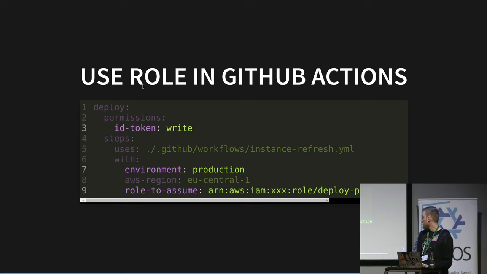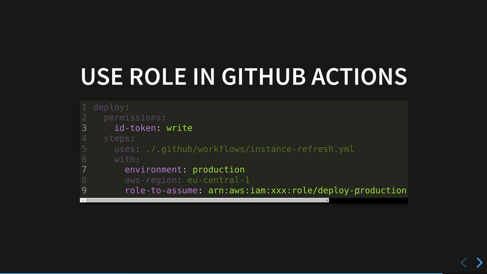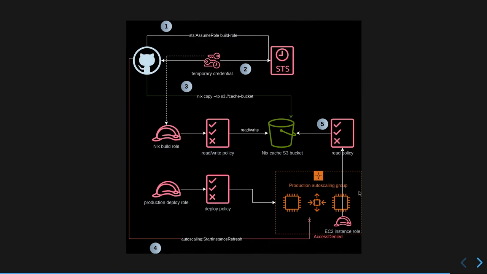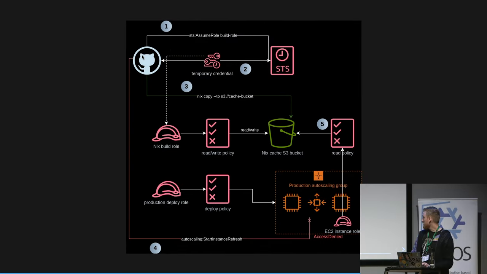For example, here is our deploy workflow, which triggers an instance refresh. And we assume the deploy IAM role. And just to give a bit of a diagram, GitHub Actions gets a temporary credential, which you can then use to access resources. This is, for example, for pushing to the cache. GitHub Actions cannot, in this case, do any deploys, but it can upload to our S3 cache in this example.